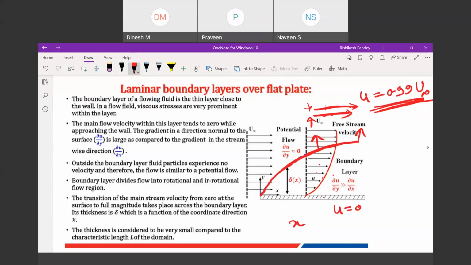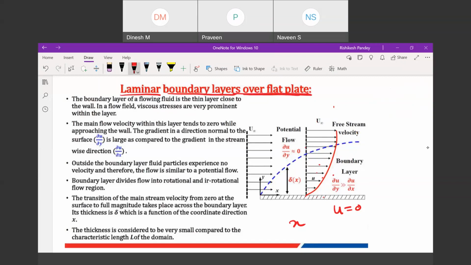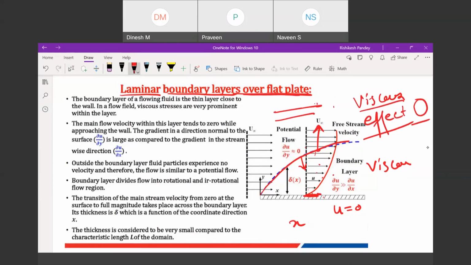So with this, what are we concluding? We are concluding two very important points related to the laminar boundary layer over a flat plate, for any flow where this laminar boundary layer is forming. One is, inside this boundary layer, the viscous effect is significant. Near the wall it is maximum, away from the wall it is reducing. Here it is almost zero. Beyond this, the viscous effect is zero. And if the viscous effect is zero, what will the shear stress between these two layers be?